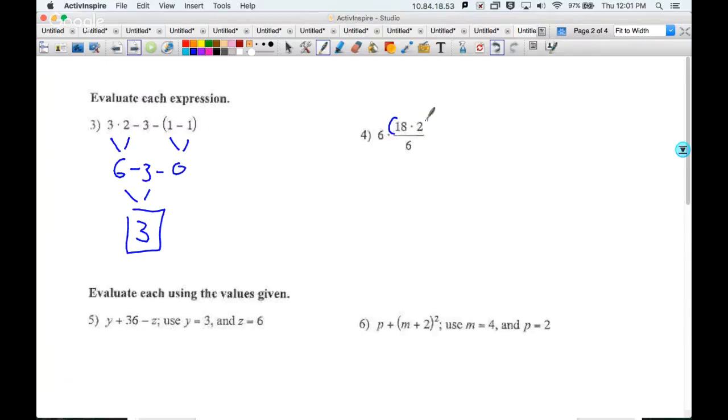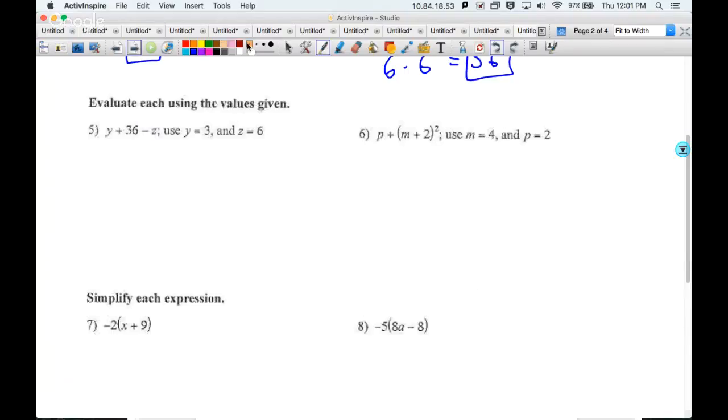Over here, this fraction creates an implied parentheses around the top of the fraction, the 18 times 2. So I have to do that first. So I rewrite everything, but I combine that 18 times 2, and that becomes a 36. Now I can do the multiplication first, multiply this to the top, or do the division. I'm going to choose to do the division because it looks like it's a little bit easier. The 36 divided by 6 is a 6. Now let's do the multiplication. We get 36.